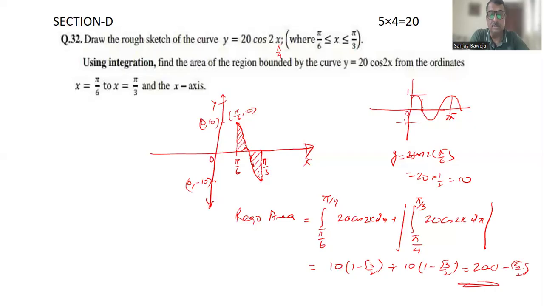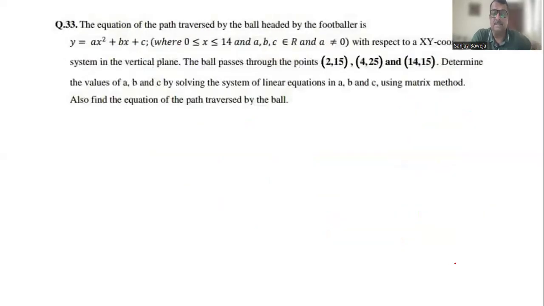We come to question number 33. It says the equation of the path traversed by the ball headed by the footballer is y is equal to ax square plus bx plus c. And the points are given to us that the ball passes through these 3 points. So because this curve is passing through these 3 points, these 3 points must satisfy the equation of the curve.